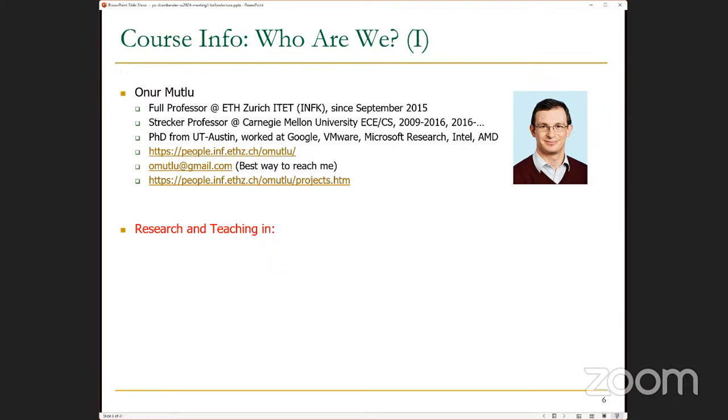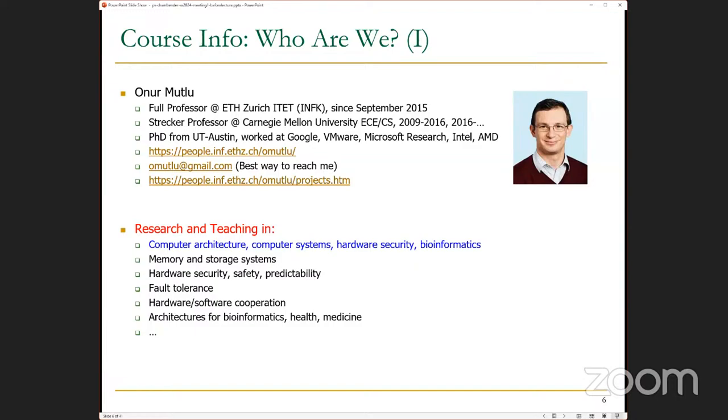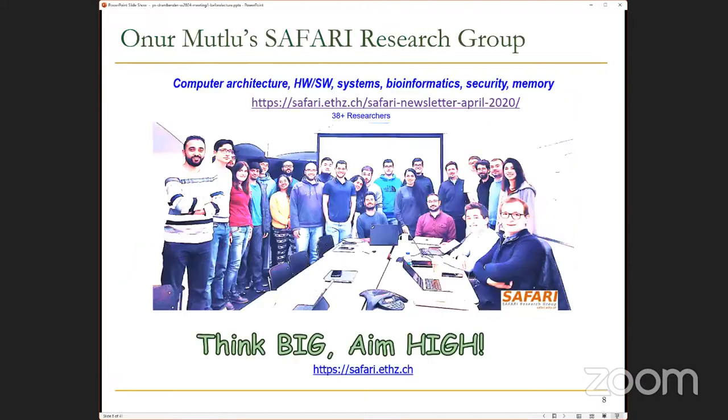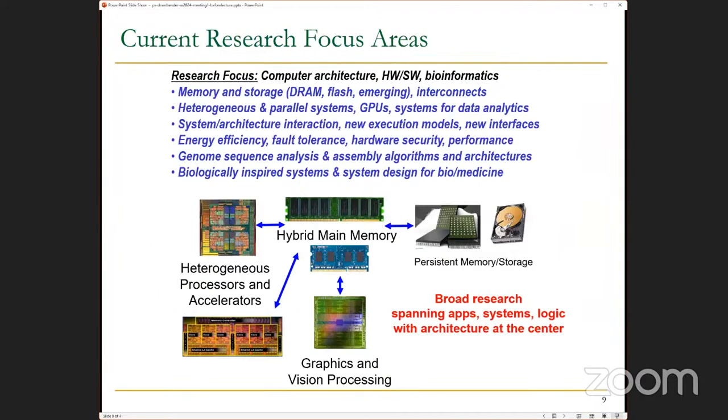The current research and teaching topic in our group is mainly computer architecture. We have a strong focus on memory and storage systems, and hardware security. And of course, another big research topic here is bioinformatics. During this course, we will be the main supervisors that will provide you with detailed assistance, instructions, and help on your projects. Once you have chosen or been assigned projects, you will get to know us much better. So this is our group. And as I have said before, our main research focus is in computer architecture with an emphasis on memory and storage systems.